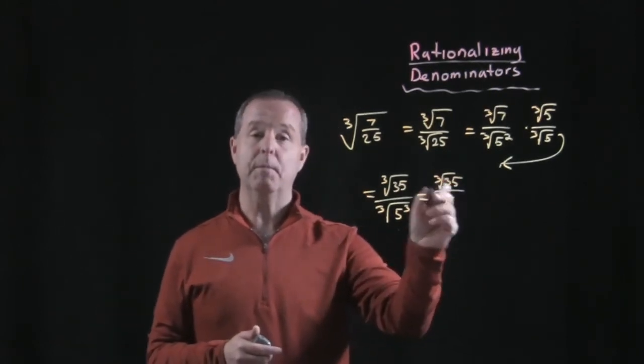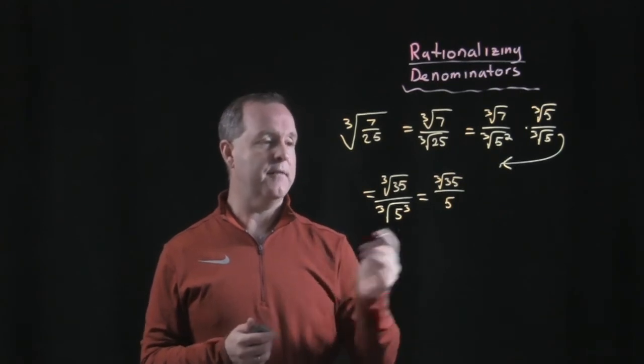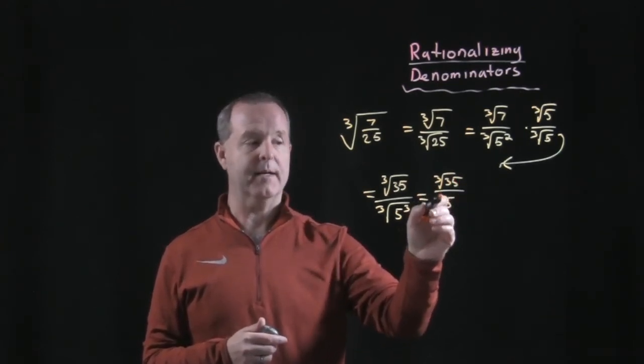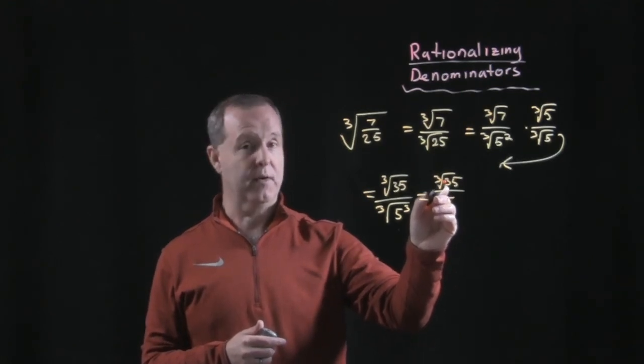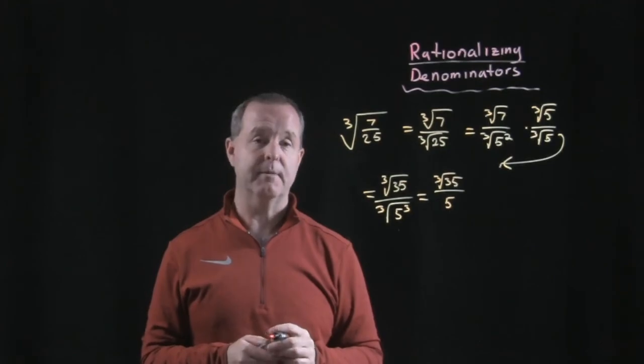There's no perfect cubes in 35, so that's simplified, and there's nothing else I can do. I can't divide this 5 into that 35 because that's really a cube root of 35. So I am done. I am simplified on that problem.